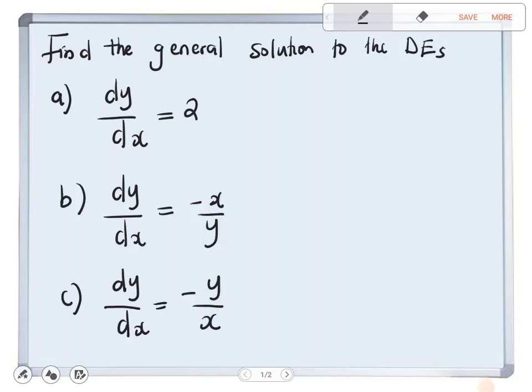Find the general solution to the DEs, which is the differential equation. Now, we are dealing with first order differential equations. So how do we solve this? We are not looking for exact solutions. We are looking for the general solutions.